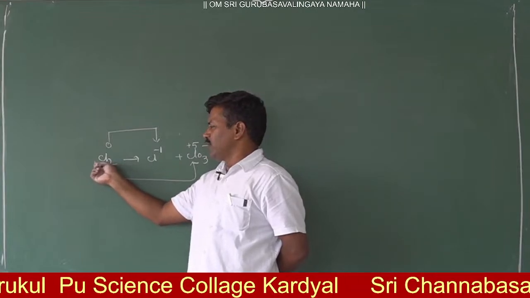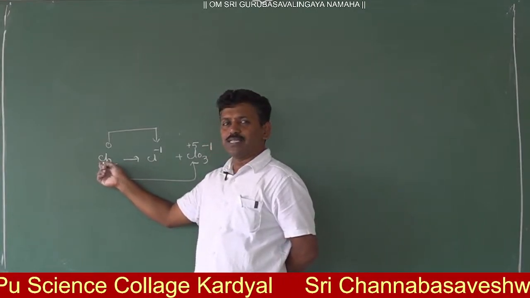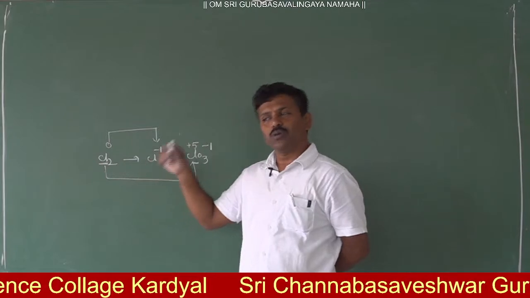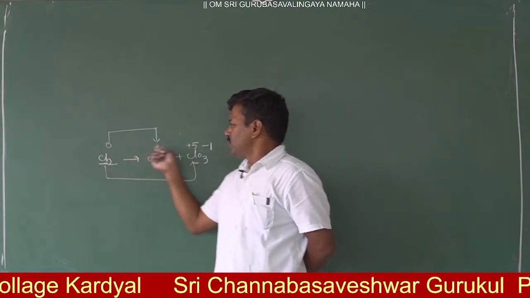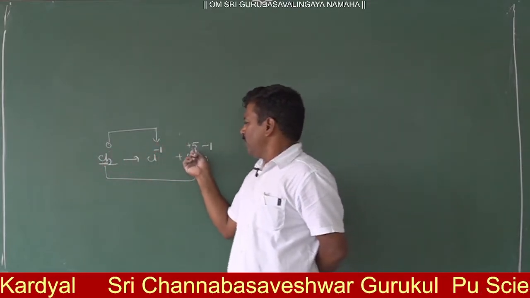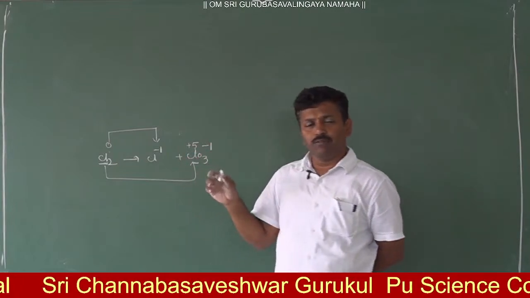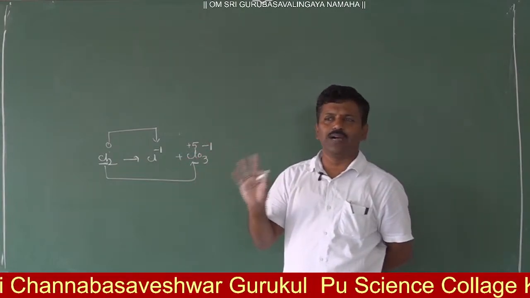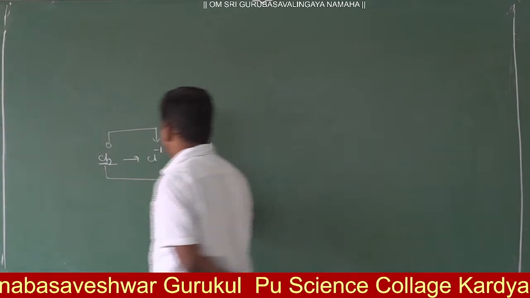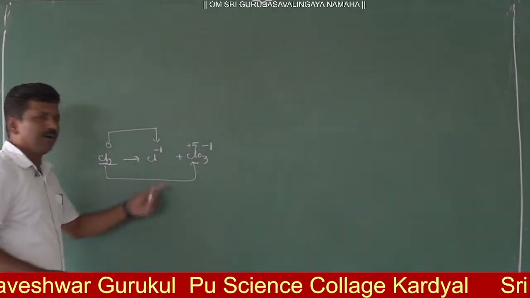The element here is chlorine. Oxygen and hydrogen are not the changing elements. So chlorine goes 0 to -1, and one more is there with +5. Where the changes are there, that you have to get. How can we get +5? Did we get +5 or not?